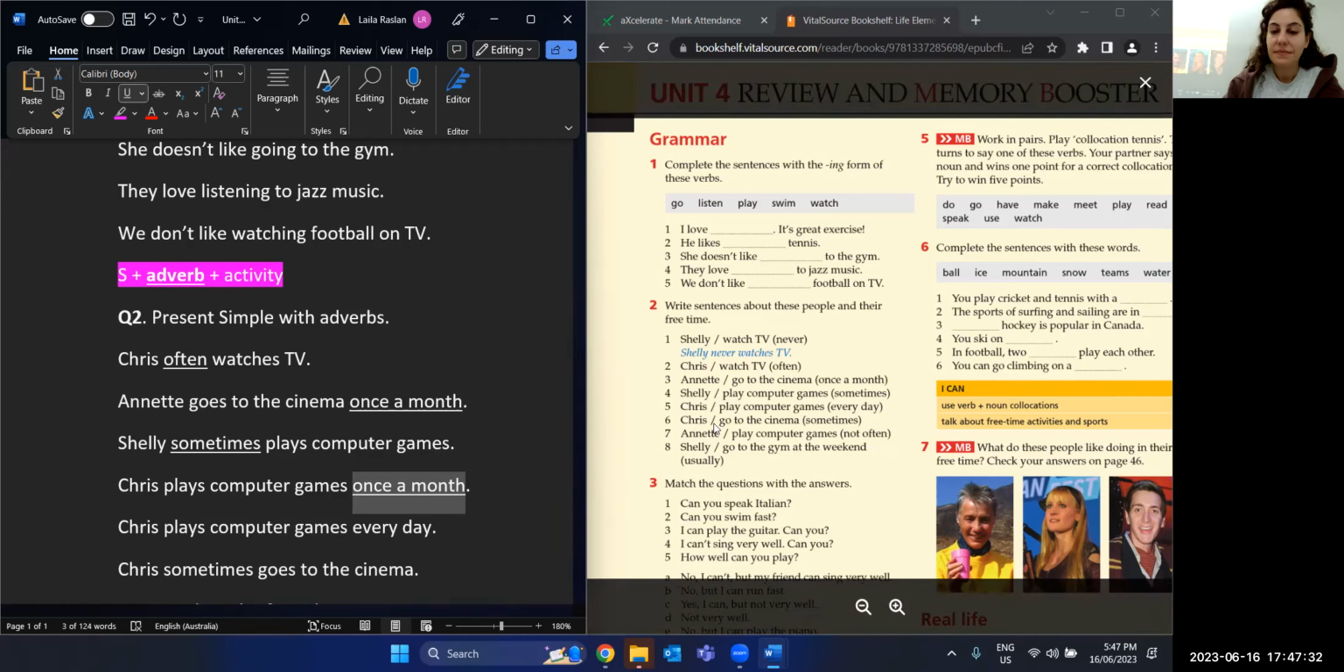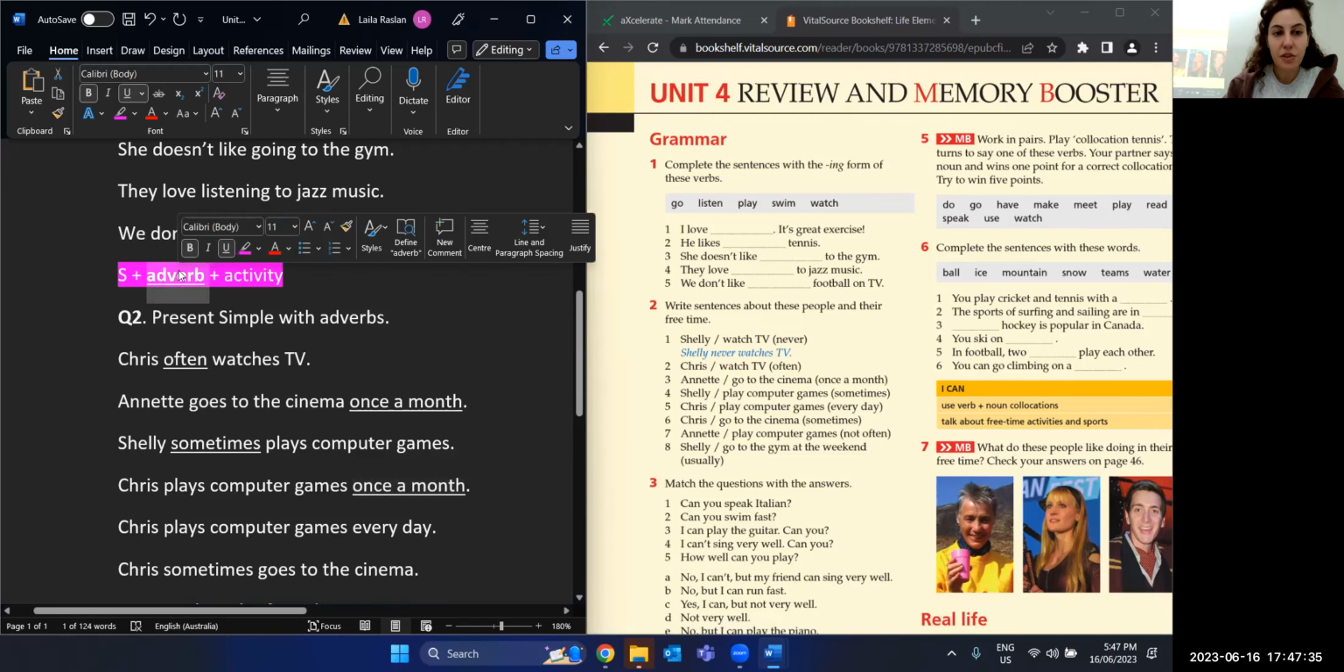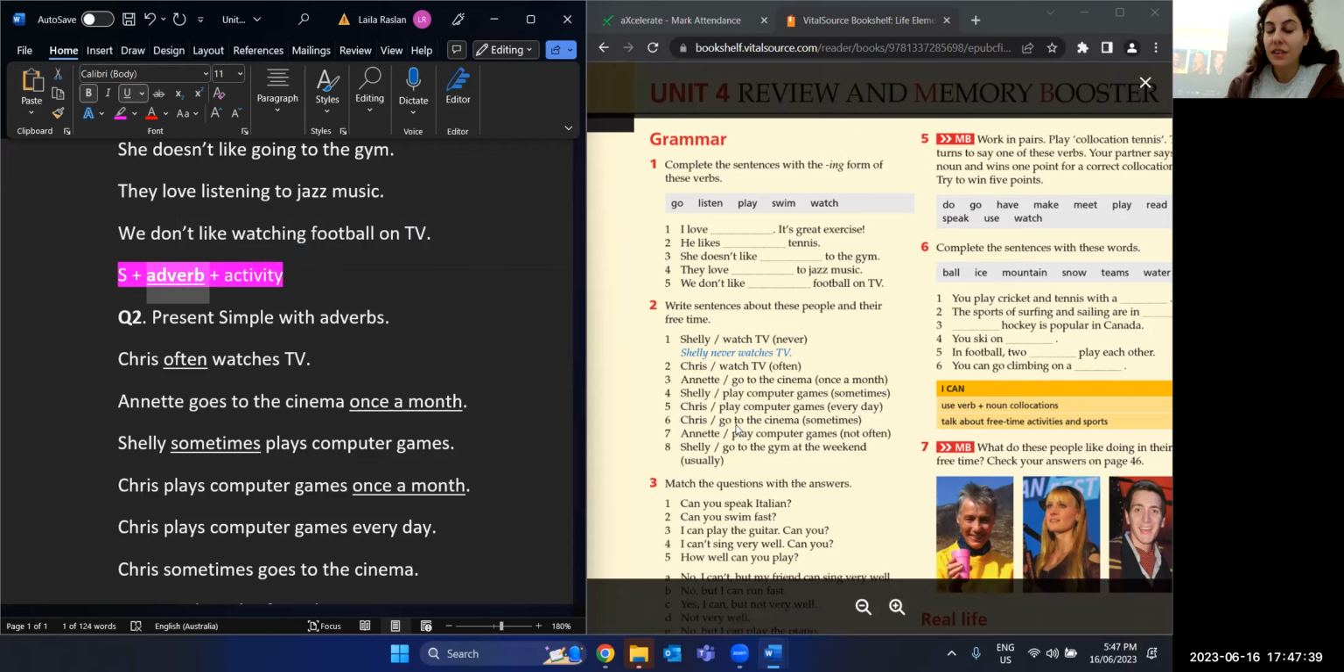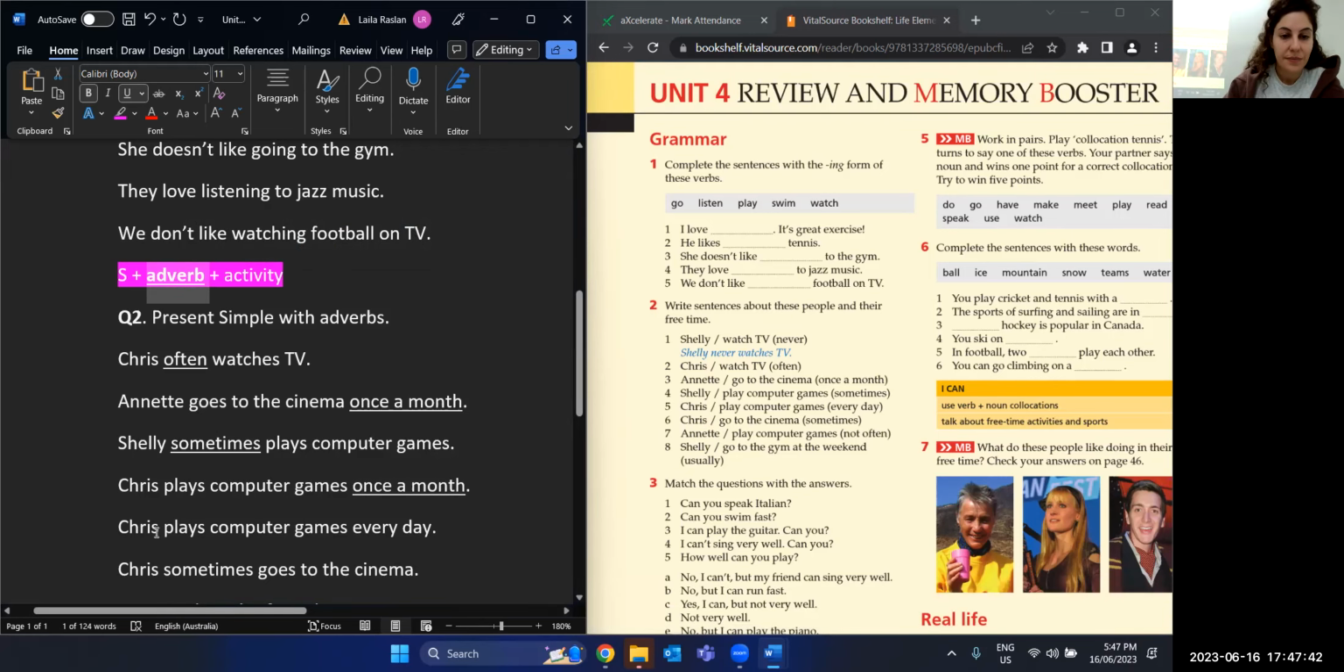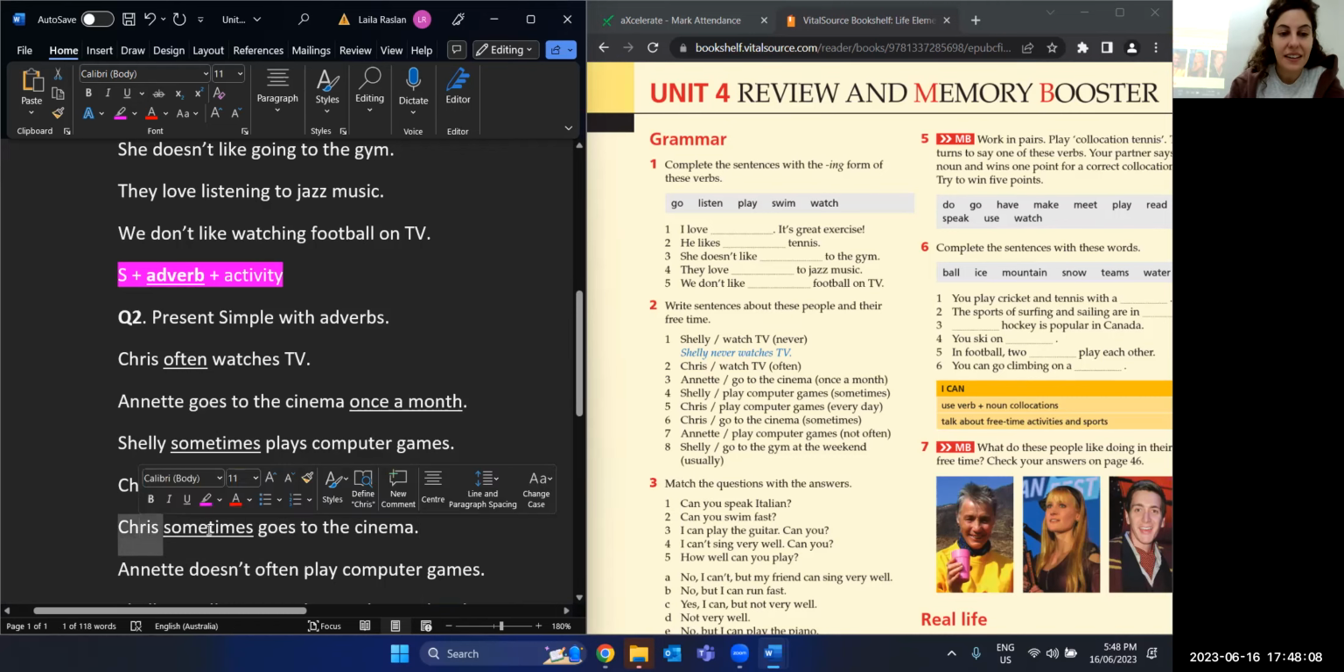Chris. So we know sometimes, better always the first option, put it in the middle. Chris sometimes goes to the cinema. So Chris sometimes goes to the cinema. Because you remember, he goes. If it said, I sometimes go, we sometimes go. But because it's he, she, it, he sometimes goes to the cinema.